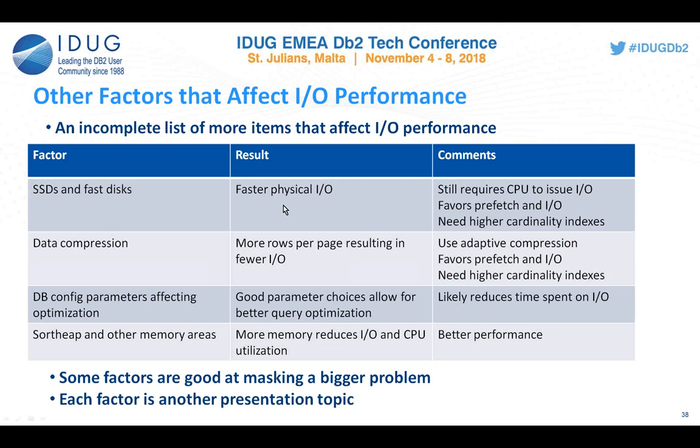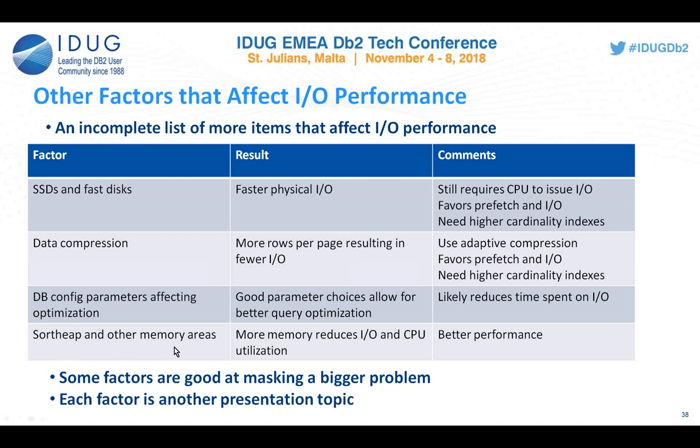If I have SSDs and fast disks, I have faster physical I/O, but I still require CPU to issue the I/O, and it favors prefetch and I/O. I need higher cardinality indexes to make that better. Data compression is lovely. It will save you CPU as well as memory, as well as I/O times, because you're getting more rows in a given operation. Again, you'll need higher cardinality indexes if you've prefetched or if you have data compression going on.